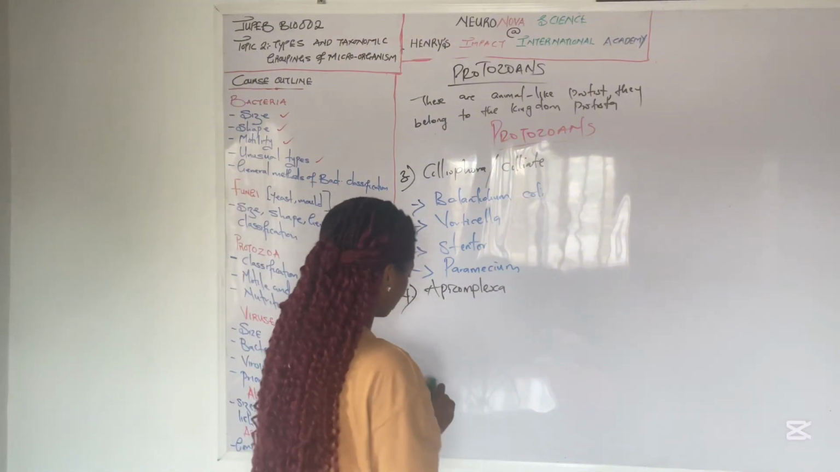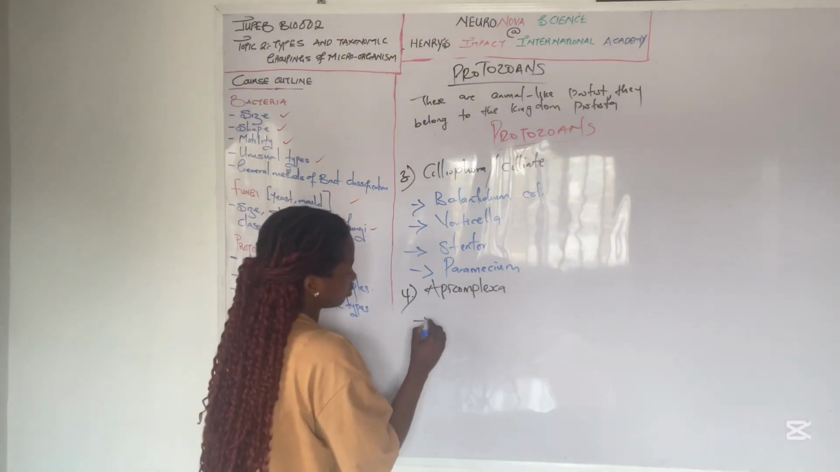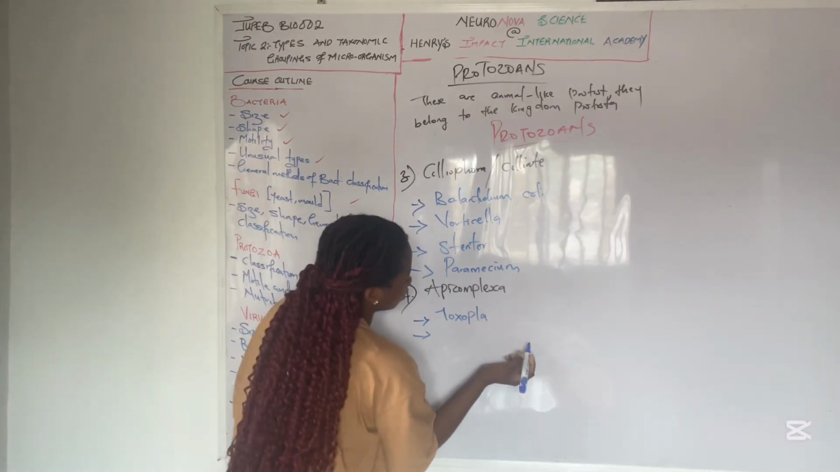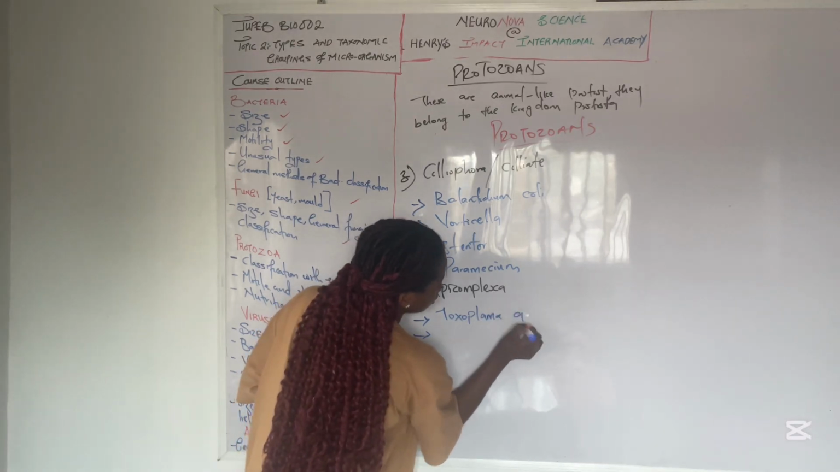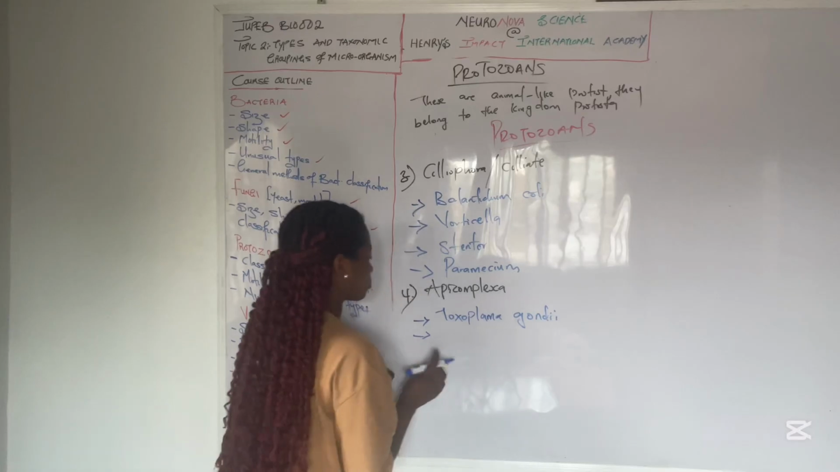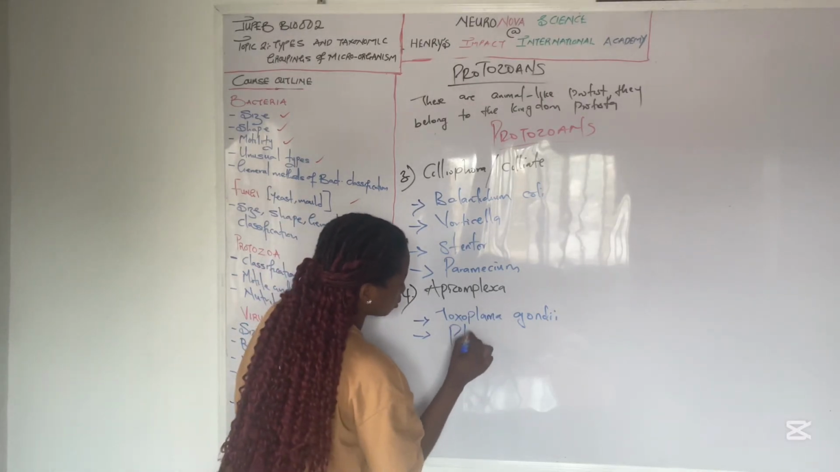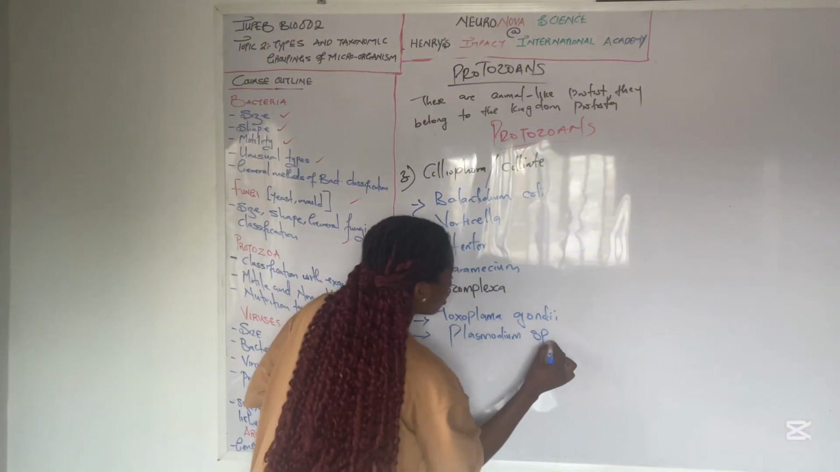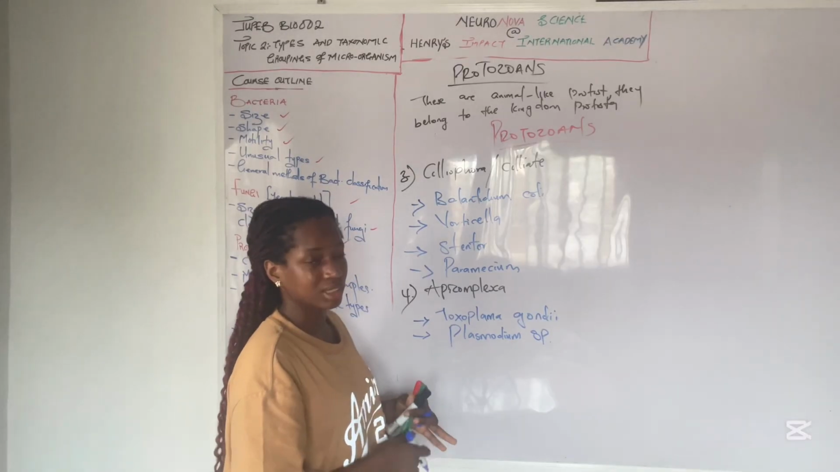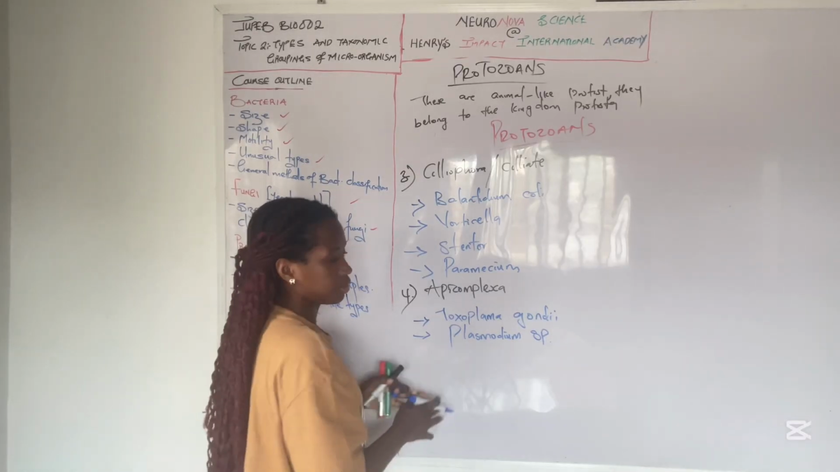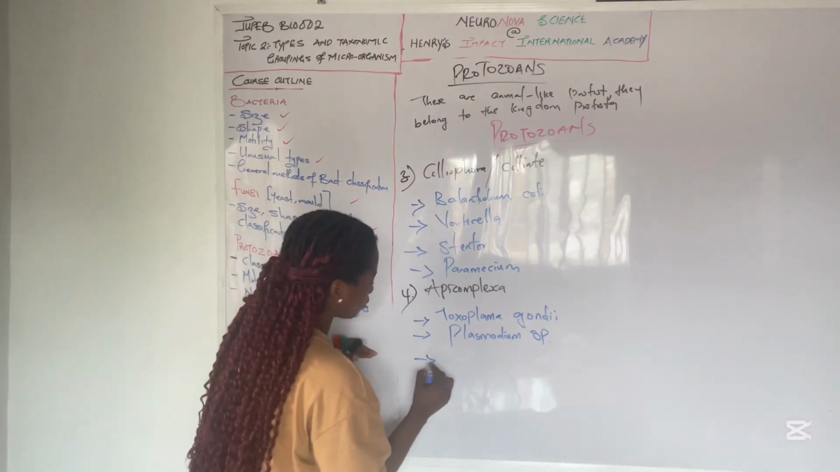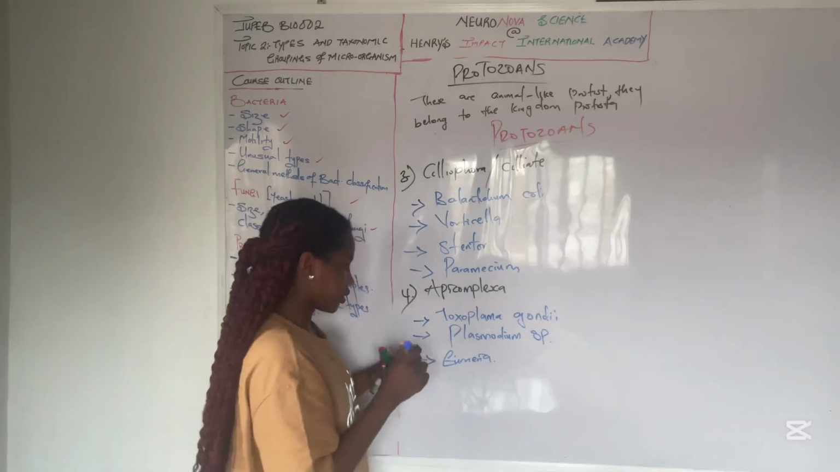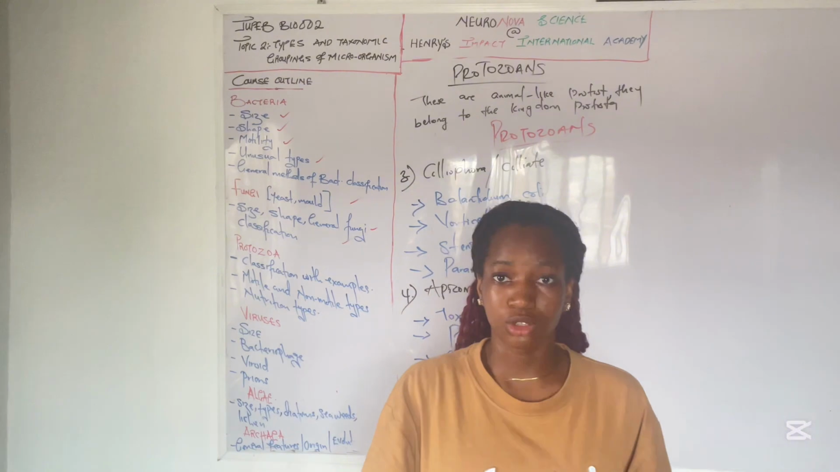So now your Apicomplexa, there are three major ones you need to take note of. Your Toxoplasma gondii, that causes toxoplasmosis. Toxoplasma gondii falls under the subclass Apicomplexa. Your Plasmodium species. There are various Plasmodium. You have your Plasmodium falciparum, Knowlesi, Malariae, Vivax, and Ovale. There are various species. So that's why I just wrote it here, Plasmodium species. And you also have your Eimeria.